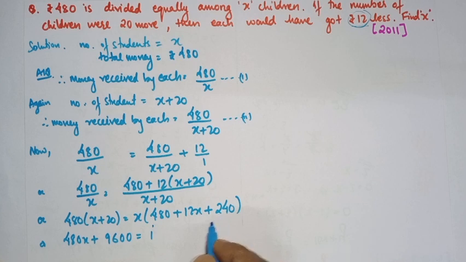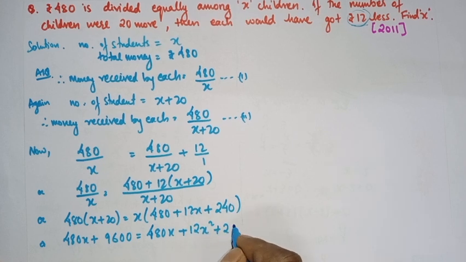I'll write 480x on this side, because this side is 480, so it will get cancelled. 480x plus x into this will be 12x square plus 240x. So I didn't add, why? Because I got this side also 240, so 240 will cancel those. That's why I didn't do.